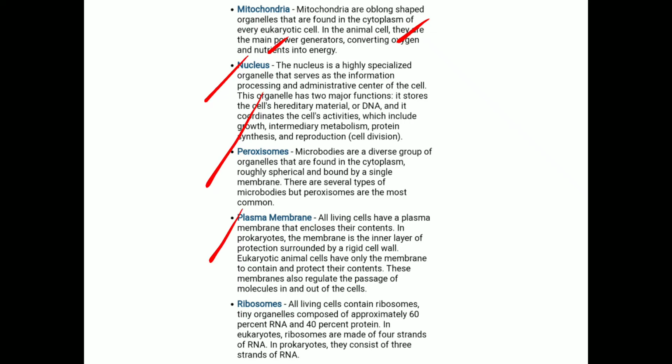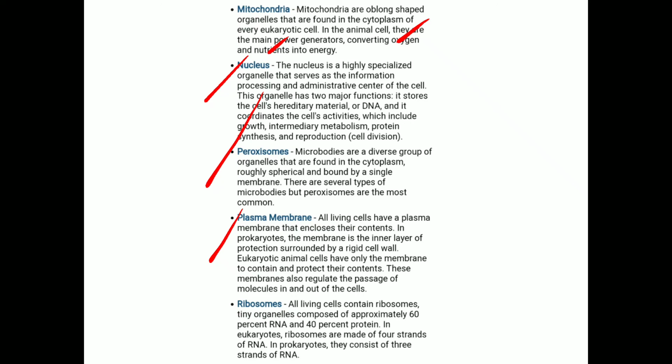Then plasma membrane. All living cells have a plasma membrane that encloses their contents. In prokaryotes, the membrane is the inner layer of protection surrounded by a rigid cell wall. Eukaryotic animal cells have only the membrane to contain and protect their contents. These membranes also regulate the passage of molecules in and out of the cell. Keep this in mind about the plasma membrane.